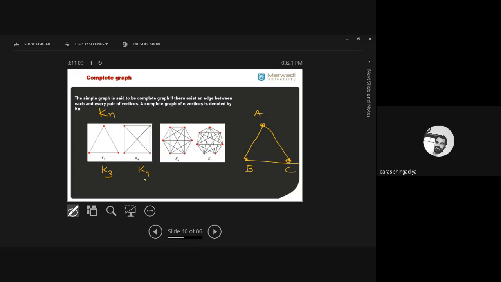Next is the shape of K6. Here 6 vertices are there, and each and every vertex is connected. Next, K7. Clear? That is for a limited number of vertices here. We can easily check that this shape is a complete graph because there is an edge between each and every pair of the vertices. Here it is also a complete graph. We can easily check it because the quantity is limited here.